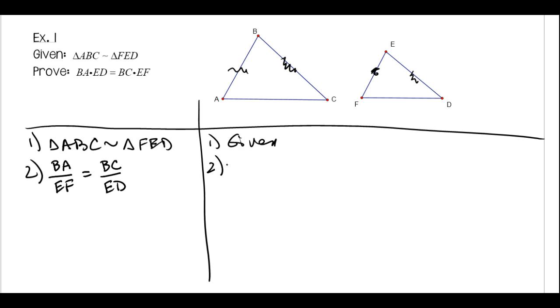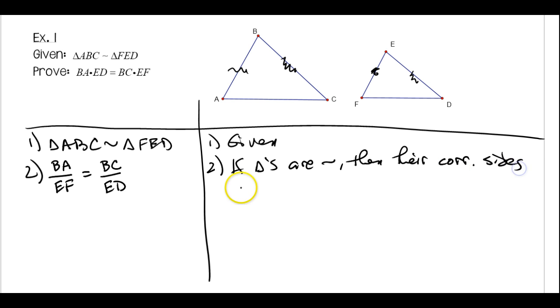Okay, so for this our reason is if triangles are similar, then their corresponding sides are proportional.